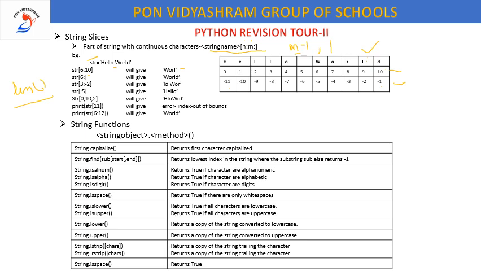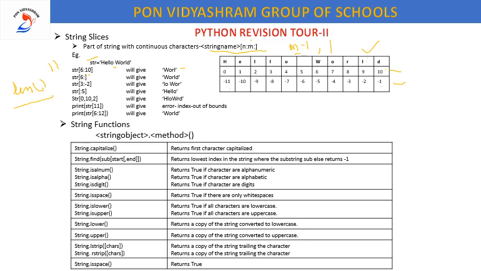For the second one, str of 6 colon. So you might be seeing here the end value has not been given here. So what happens if the end value is not given? The length of the string will be considered here as the last element. The length of the string is going to be 11 here. So 11 minus 1, till 10 it would have been printed. So starting from 6 till 10, whatever the value is here, it has been written here.